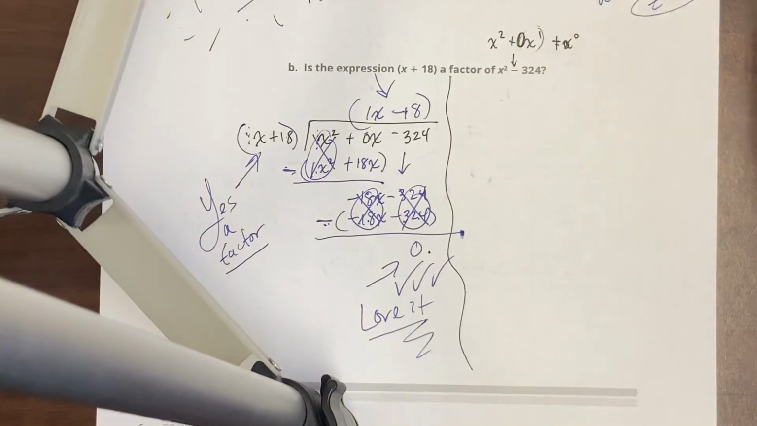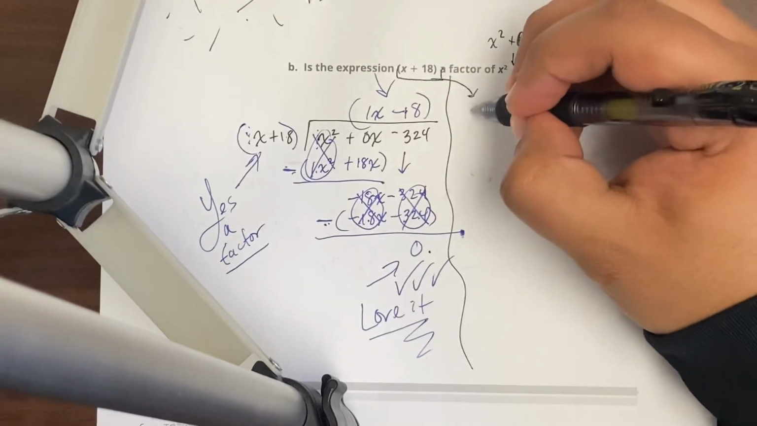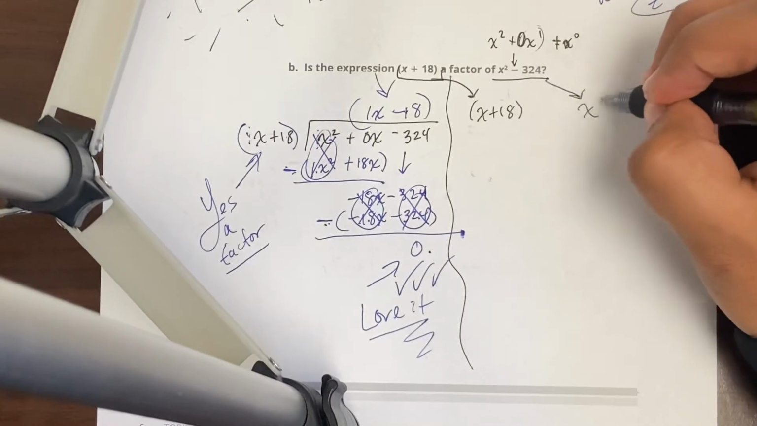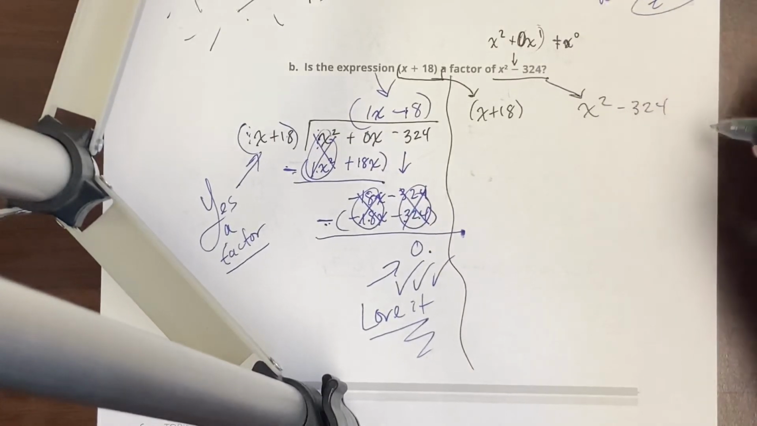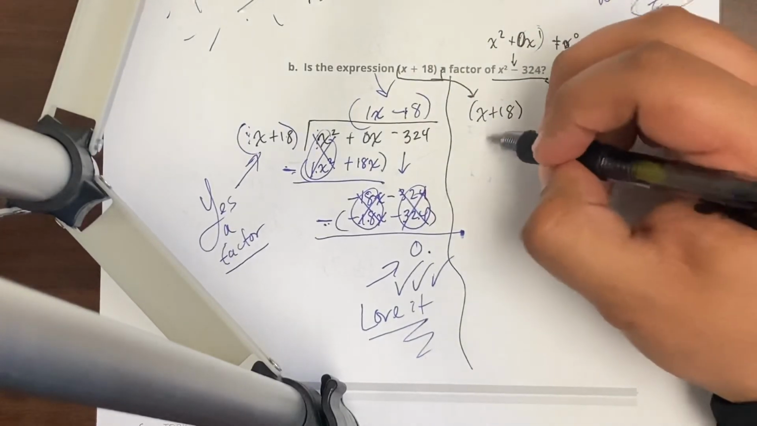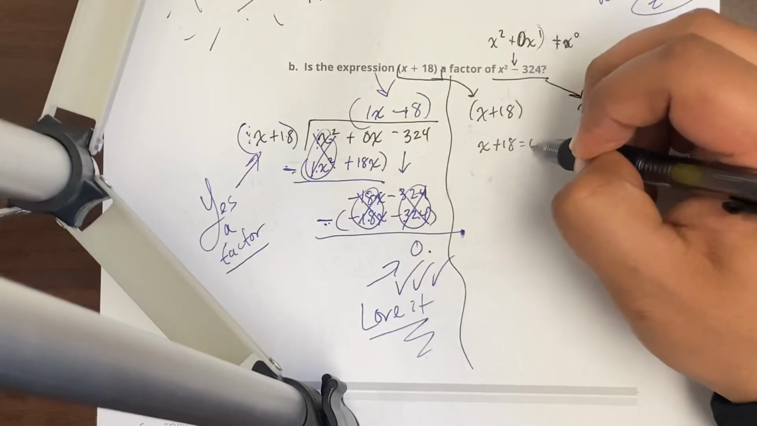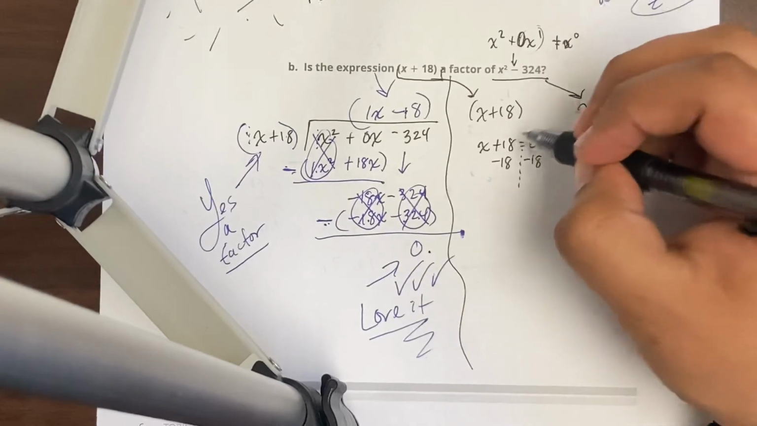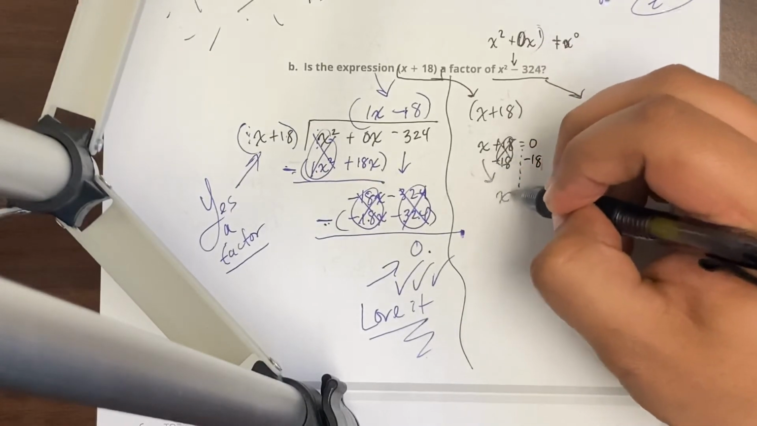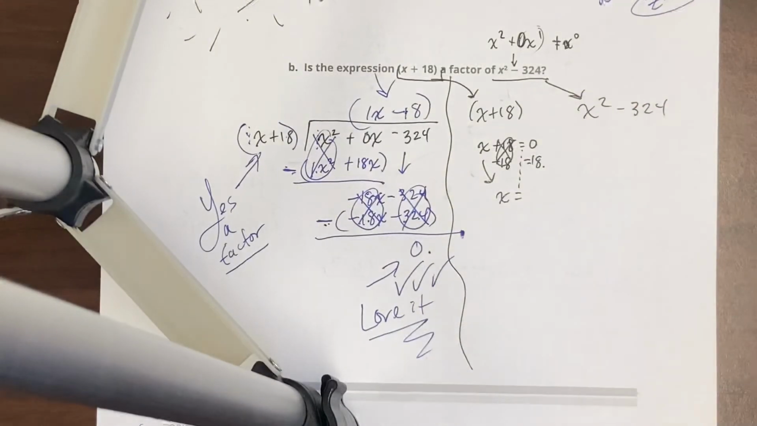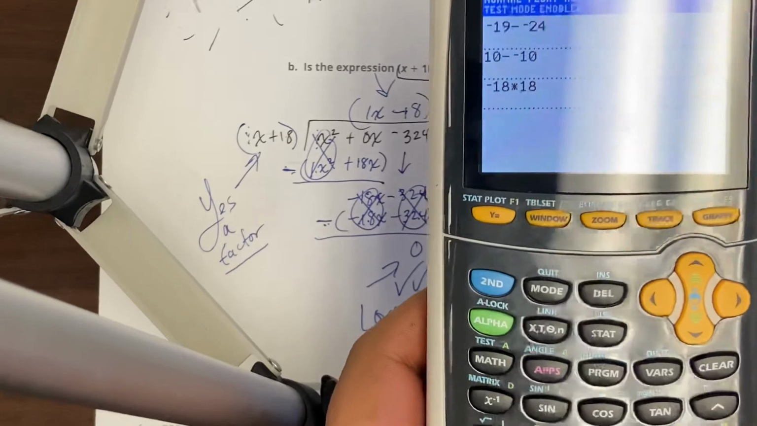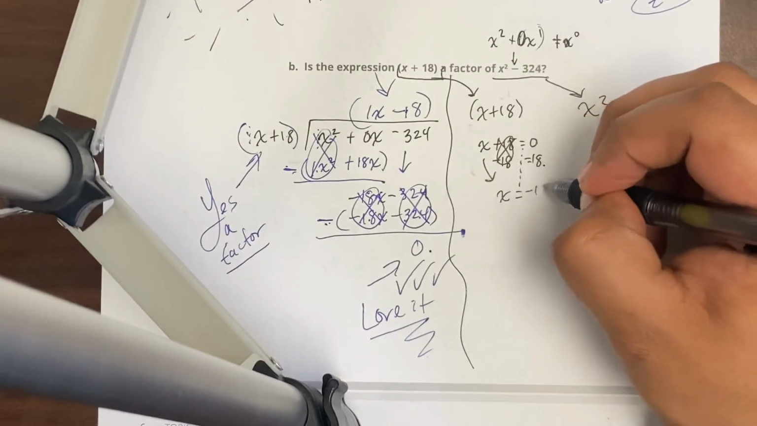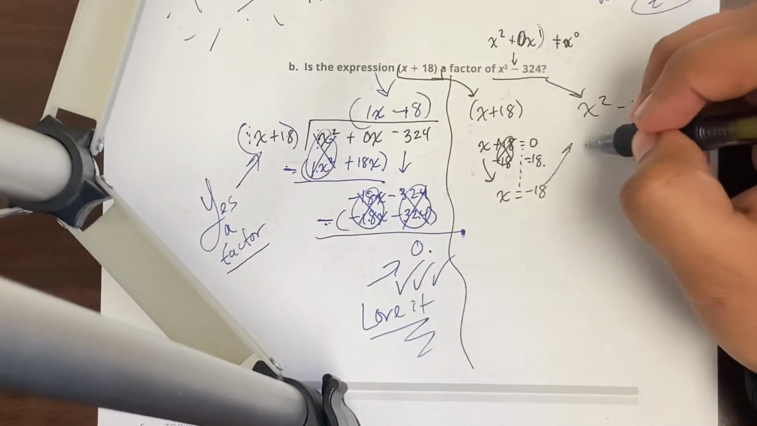Meaning that this is a factor as well. Can we double check? Of course. Bring this over here. X plus 18. Bring this over here. X minus 324. Solve for 0 real fast. X plus 18 equals 0. Minus 18, minus 18. There's a 0. Bring down my x. Almost done. 0 minus 18. Let's check. 0 minus 18. Negative 18.